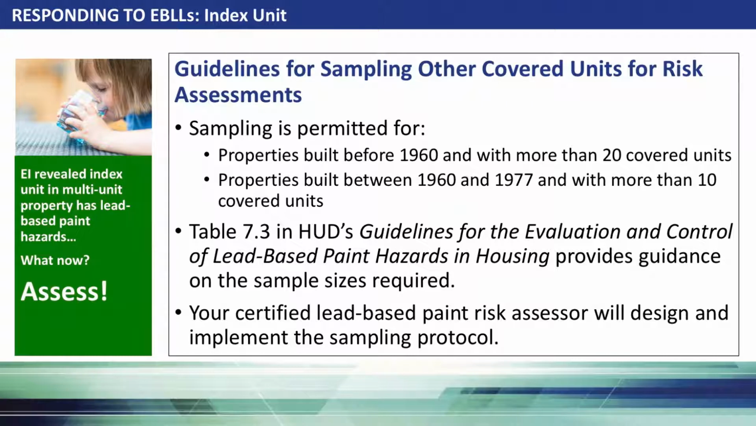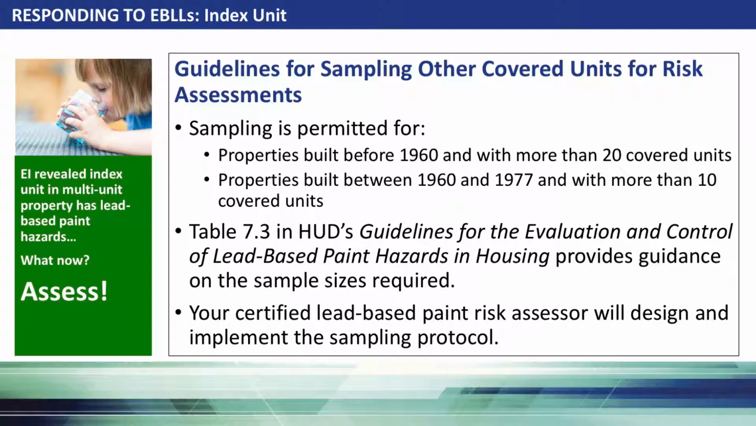Depending on the size of the property, the Lead-Safe Housing Rule allows owners to perform risk assessments on a random sample of other covered units in the property, rather than all of them. Sampling is allowed because in most instances a pattern can be determined after inspecting a fraction of the units. The number of units required for the sample depends on the age of the property and the number of units in the housing development. While a PHA or owner may, for their own strategic reasons, choose to conduct risk assessments on all the other covered units in the property, random sampling is allowed for pre-1960 properties with more than 20 covered dwelling units, and for properties built between 1960 and 1977 with more than 10 covered dwelling units.